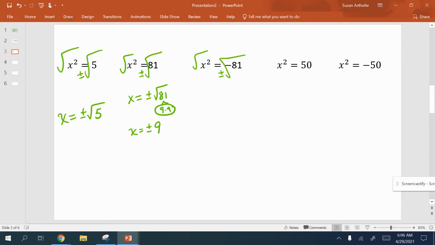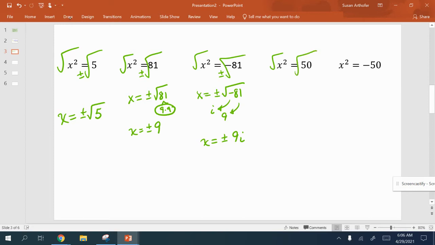Next one, take square roots both sides, add plus or minus. Now I have to deal with negative 81 in the square root. So for the negative, out comes i. Square root of 81, out is 9. So the answer is x is equal to plus or minus 9i.